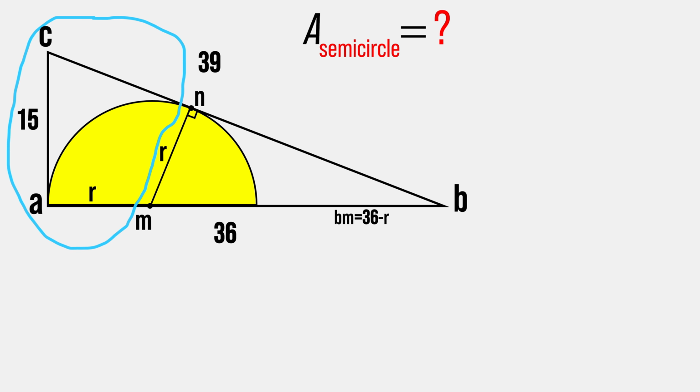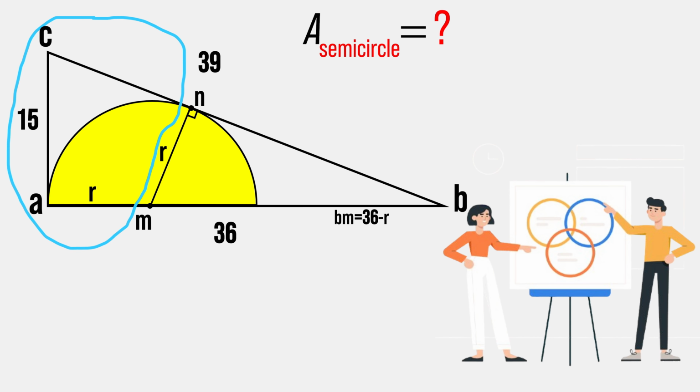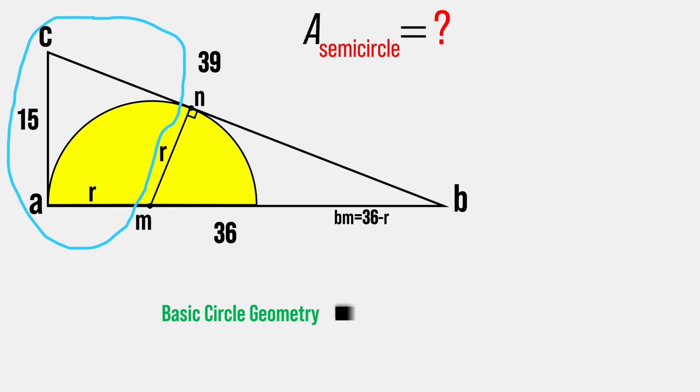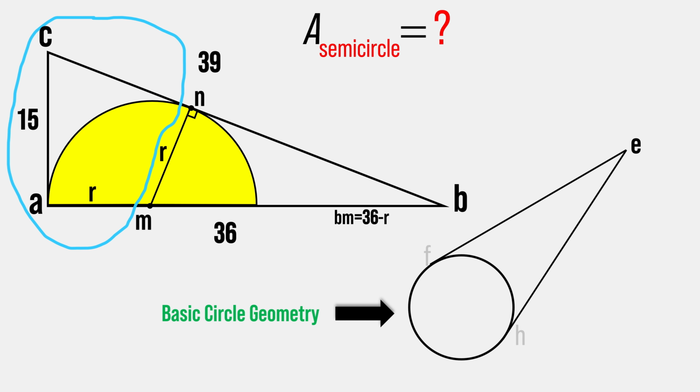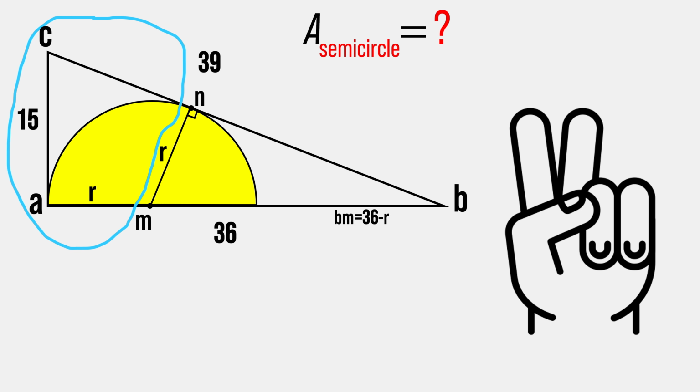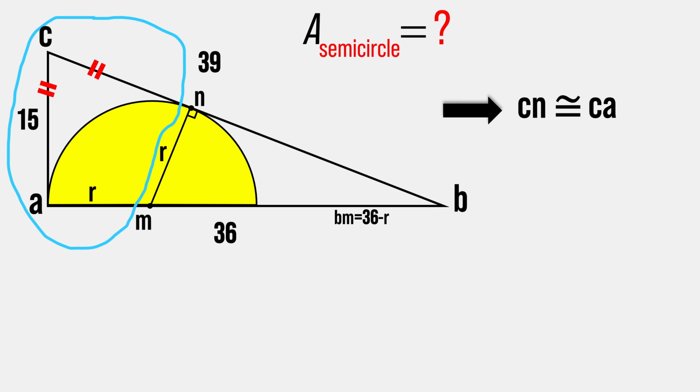Let's take a closer look at this part. Doesn't this remind you of a golden rule about circles? Yes, exactly. From geometry we know when two tangent segments are drawn from an external point to a circle, those two tangent segments are equal in length. Perfect. So from point C, the external point, we have two tangents to our semicircle. Therefore, those two tangent segments are equal. CN equals 15, same as the other leg.